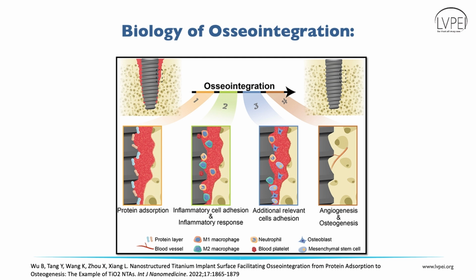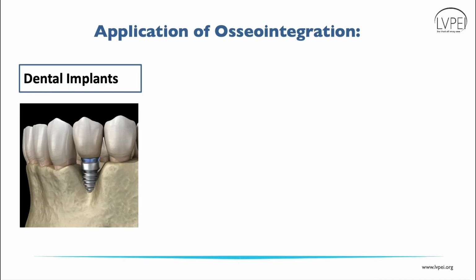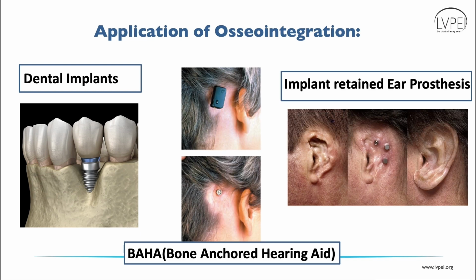The biological process behind osseointegration is a combination of bone regeneration and remodeling, very similar to the healing process observed in fractures. Application of osseointegration has further expanded outside the oral cavity to include the craniofacial area, like BAHA, or bone anchored hearing aid, and implant retained ear prostheses.